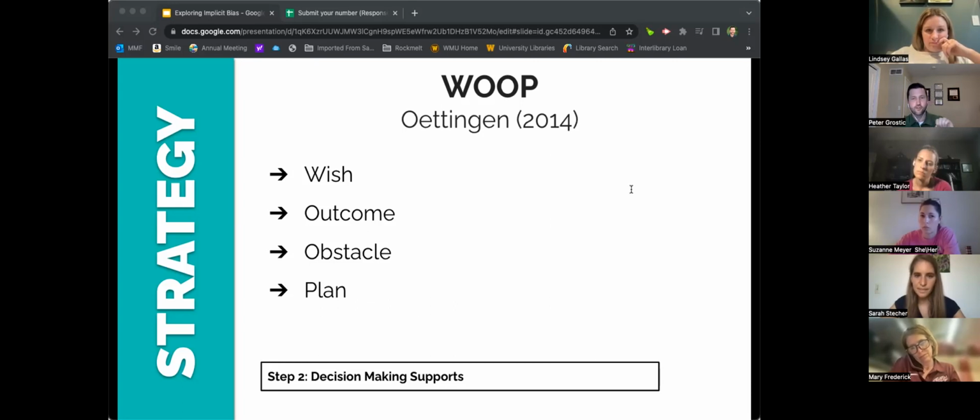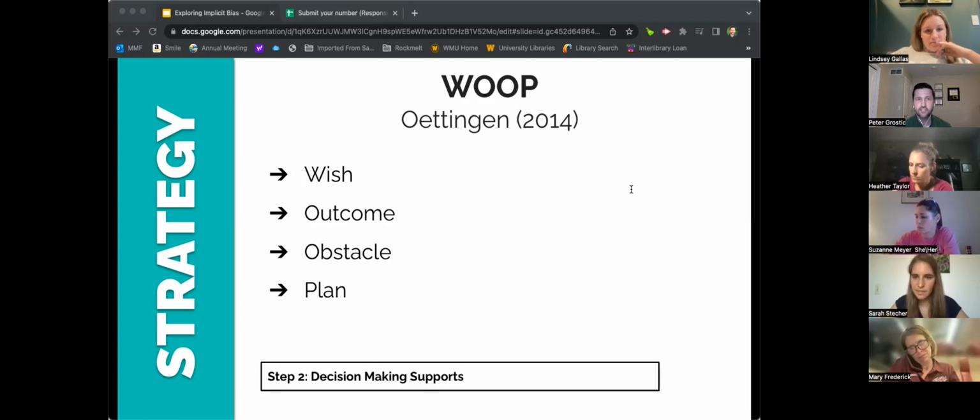I believe the researchers, though, used the term wish because, as silly as WOOP sounds, if they used goal, they'd have to call it goop, which is probably a little worse, right? So name a goal or a wish. Outcome is when we really think through, okay, what would be the best outcome if we really accomplished that goal or fulfilled that wish? So this actually helps us to clarify if our wish or our goal is a worthy one, right?